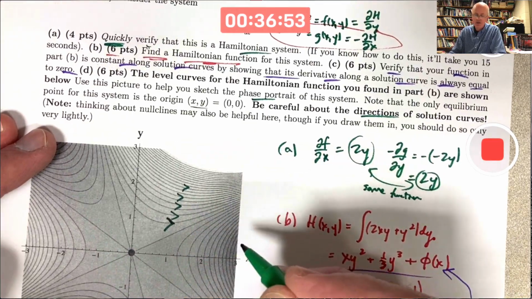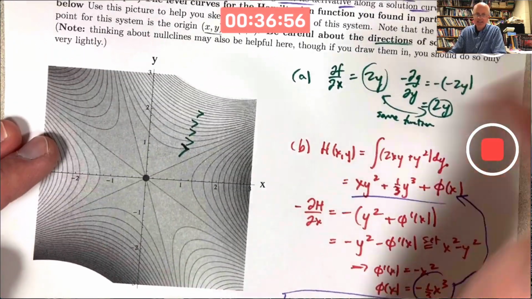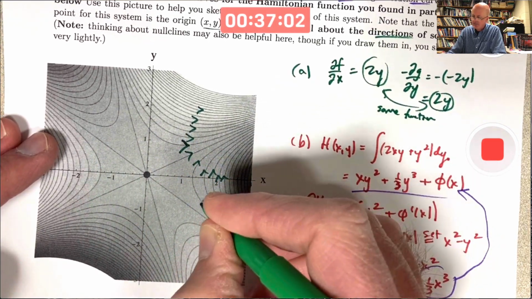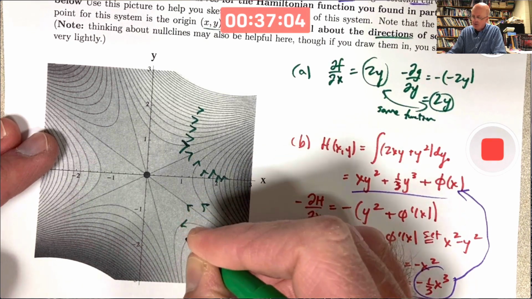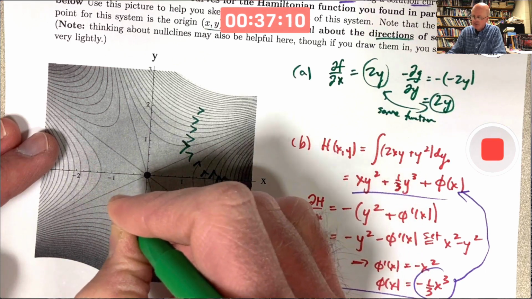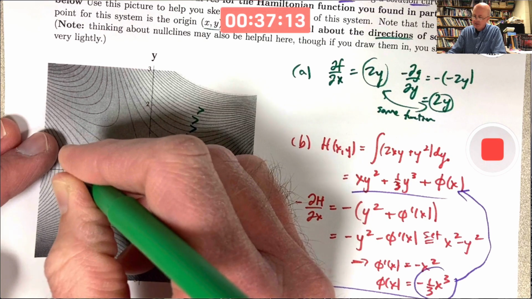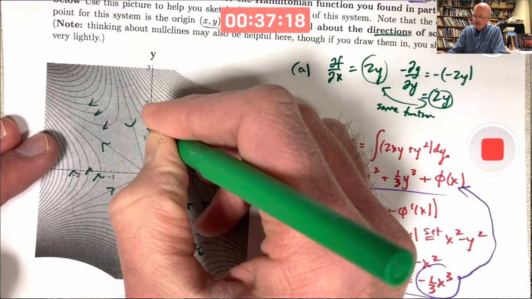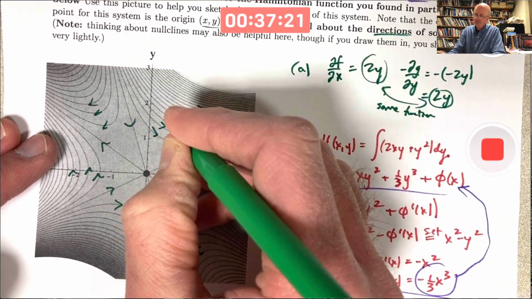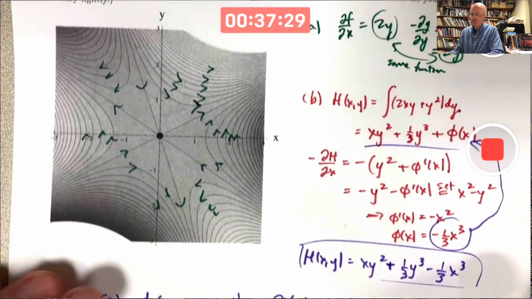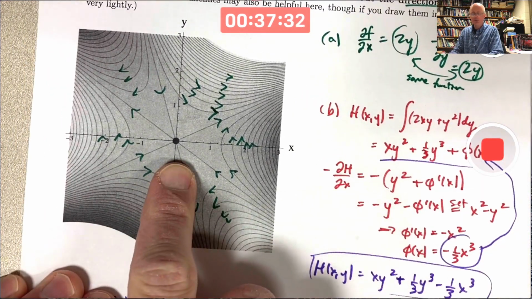The level curves themselves are solution curves. And this stays consistent as you go around the horn. You could double check this by figuring out dx/dt and dy/dt for other points, and you would get consistency here. Drawing the arrows on top of these curves emphasizes that they are in fact solutions. All right. If you want to double check other directions, that's fine. This does work.